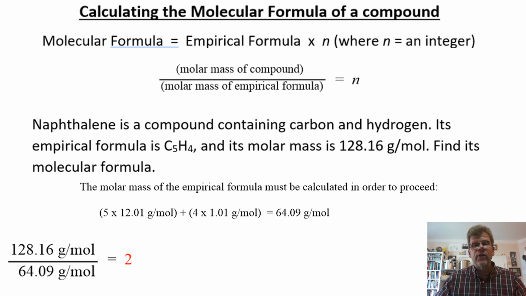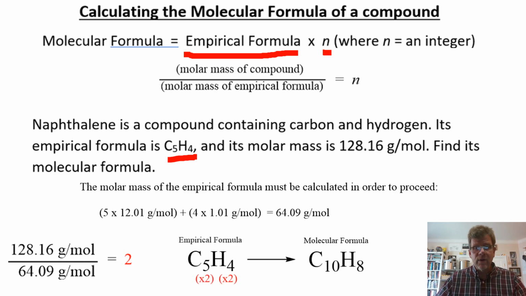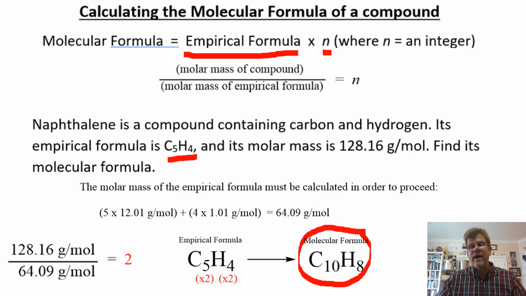So now all I have to do is take the subscripts in the empirical formula, which I have, and multiply them by 2 in this case. And we do that. So there's the empirical formula. Multiply each of those subscripts by 2, and we come up with the molecular formula. End of conversation.